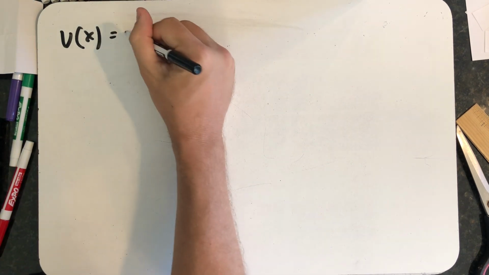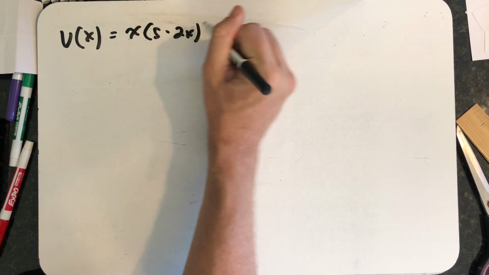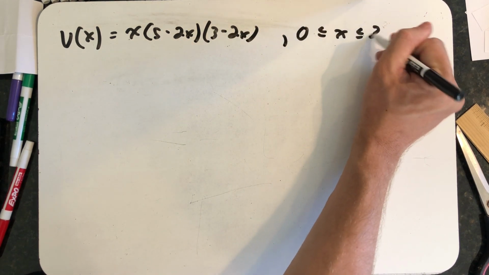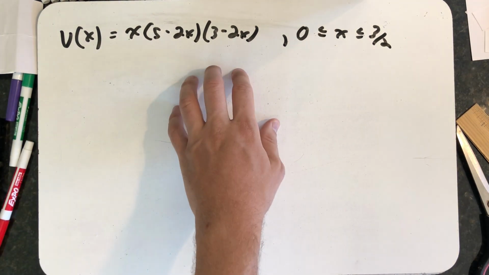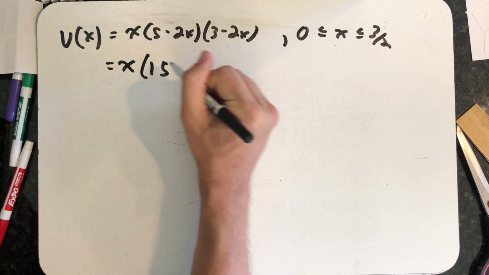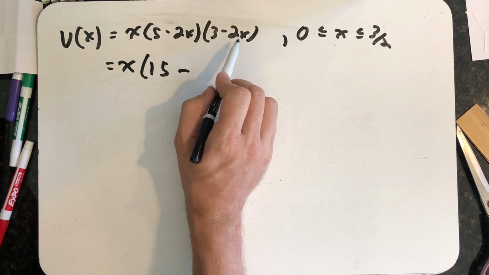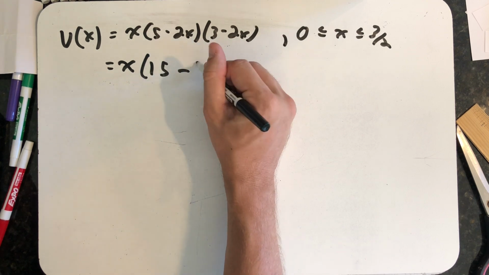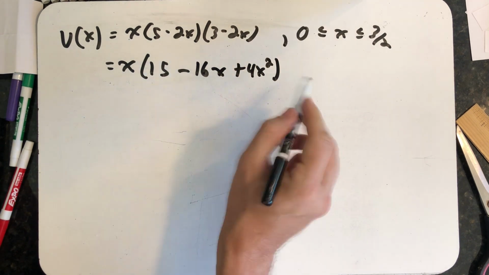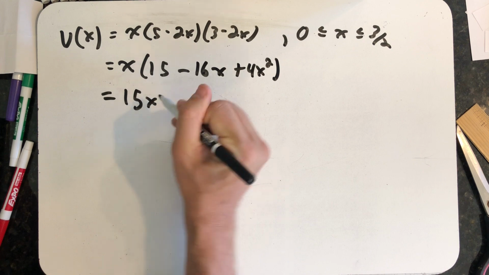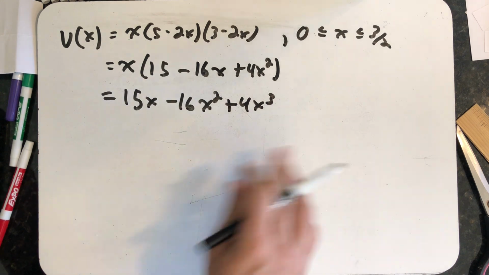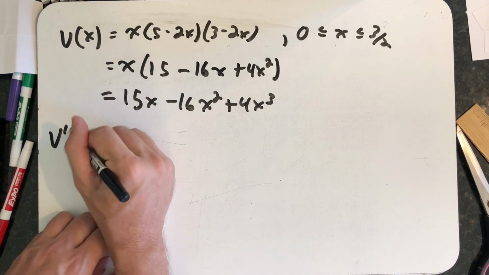So our volume function was x times 5 minus 2x times 3 minus 2x. X had to be between 0 and 3 over 2. So let's multiply this together, and then we'll take a derivative. Let's see, 5 times 3, 15. Minus 10x minus 6x gives me a minus 16x in the middle plus 4x squared. And now I need to distribute that x through. All right, so now I have a function for volume that is easily differentiated.